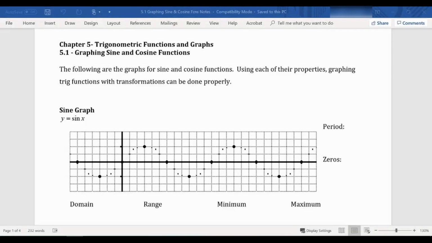To our first lesson of chapter 5, which is graphing sine and cosine functions. So we've got a little outline here of what these functions look like, and we're just going to go through how they are generated. We did this very briefly at the end of chapter 4, so we're going to go through it a little bit more slowly.